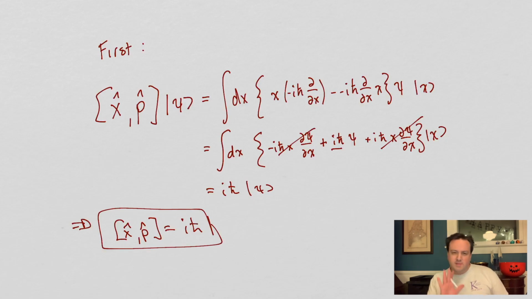And that's just going to be something I'm going to use, but I figured it was a good opportunity to walk you through it because using a test state to calculate a commutator is something that often gives us a little bit of anxiety. Anyway, okay, the commutator of x and p is i h bar.